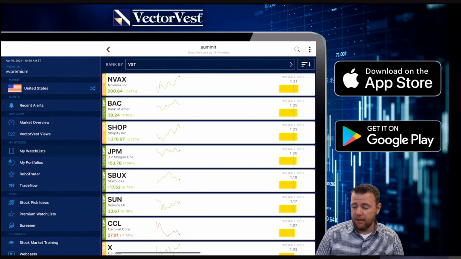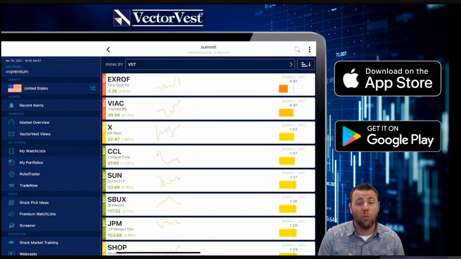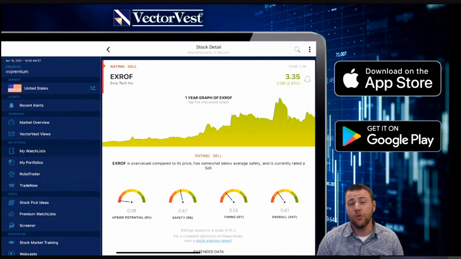If you don't want to do that, all you have to do is tap on this little reverse sort button in the upper right, and it'll automatically bring the worst VST to the top and the best VST to the bottom. This is where you want to start really doing your analysis on your portfolio. So as we can see, Extra comes in at number 1, overall VST of 0.61. So let's go ahead, take a look at it, and I'll talk about 4 tips that you can use to help you identify when to sell in just a second.